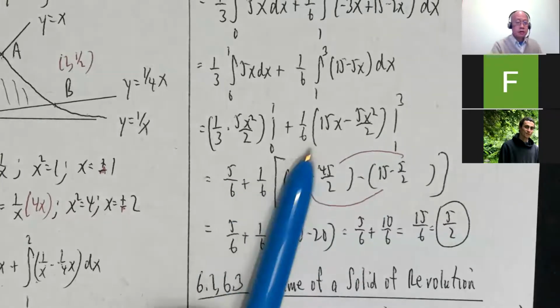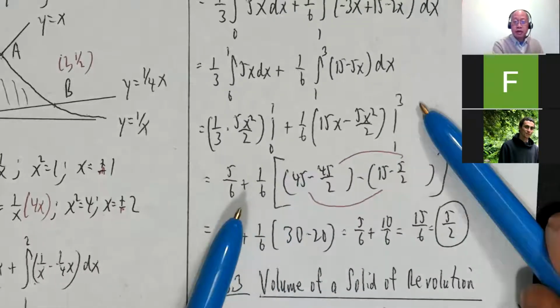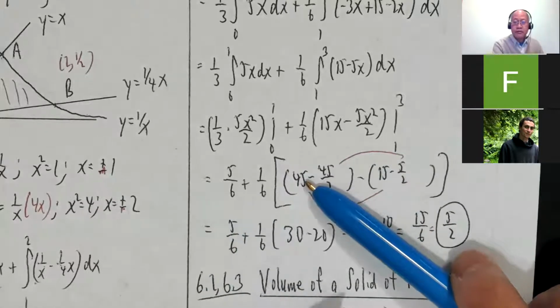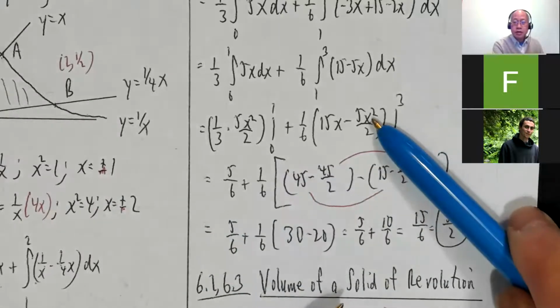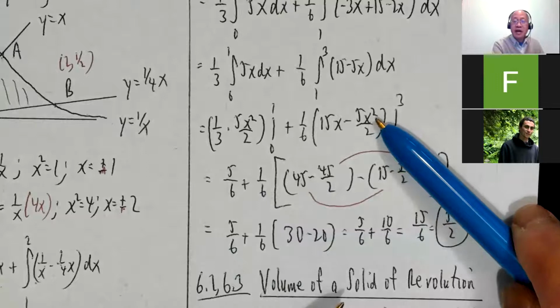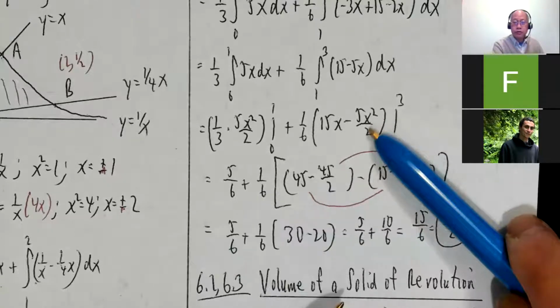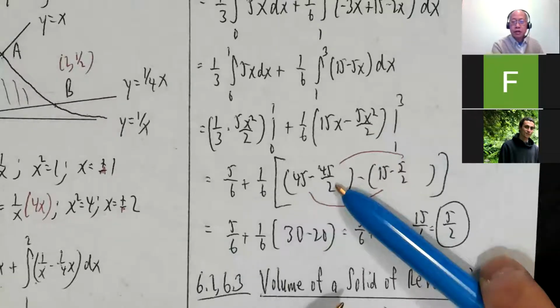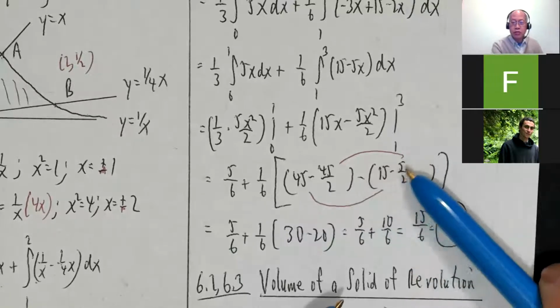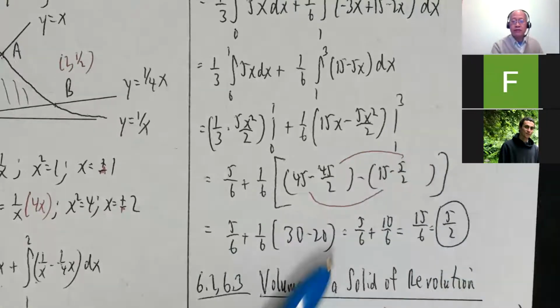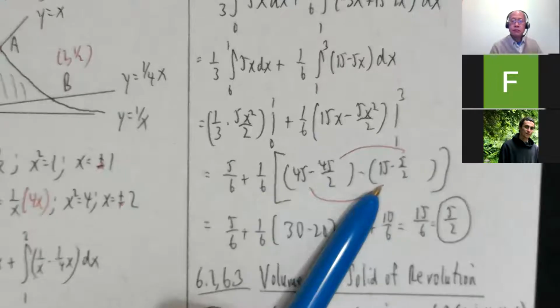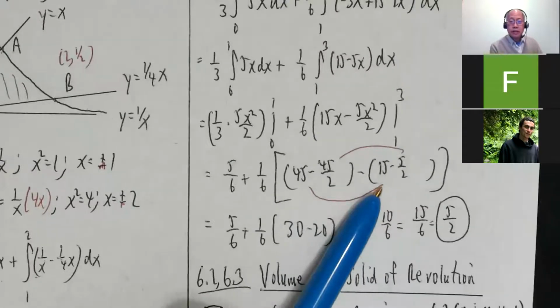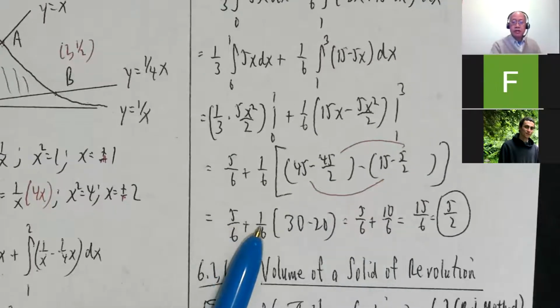So I got the 1/6. So let's see, plug in 3. 15 times 3 is 45. Plug in 3 here. 5 times 9 over 2. So 45 over 2. Minus parentheses. Now I plug in 1. 15 minus 5 over 2. Okay, so I have 5 over 6 plus 1/6.